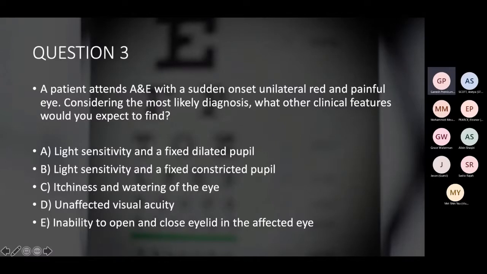Okay, so question 3. A patient attends A&E with a sudden onset unilateral red and painful eye. Considering the most likely diagnosis, what clinical features would you expect to find? Poll is open.